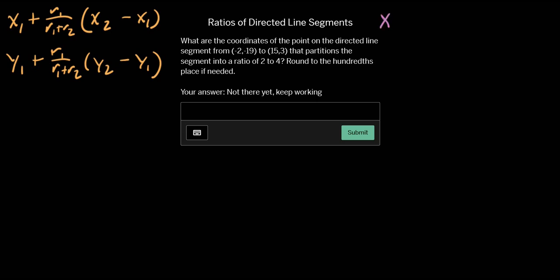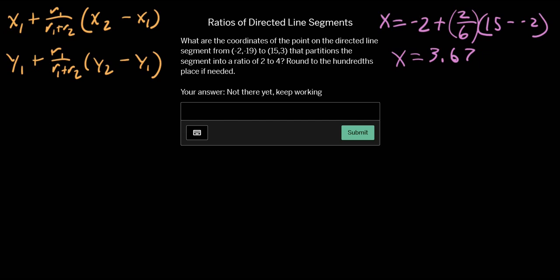So for the x value, x1 is negative 2, plus r1 is 2, this guy right here, over r1 plus r2, so 6, and then 15 minus negative 2. And then we type it into the calculator, whether Desmos or TI. And if you're using a TI, you need to make sure that you put this 2 over 6 in a parenthesis. And so when we do that, we get x is equal to, now your calculator will say 3.66666 all the way down until it says 7. We're going to the hundredths place, so 3.67 is what you would round that to.